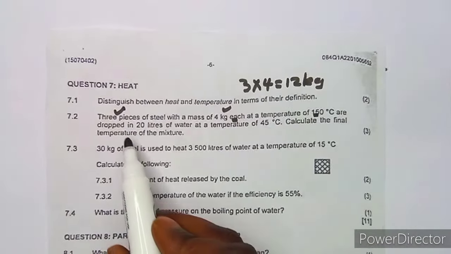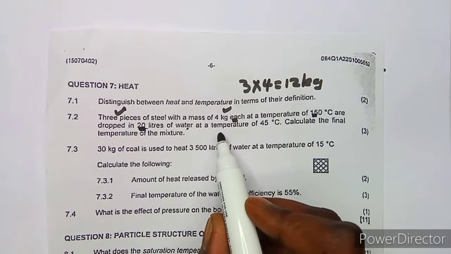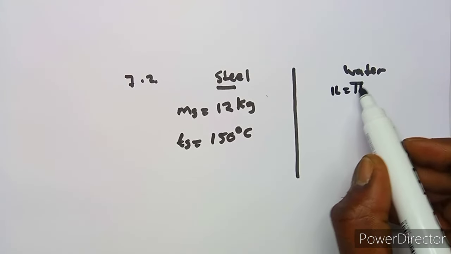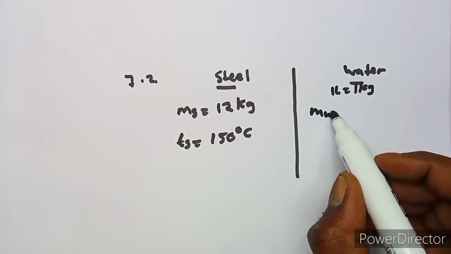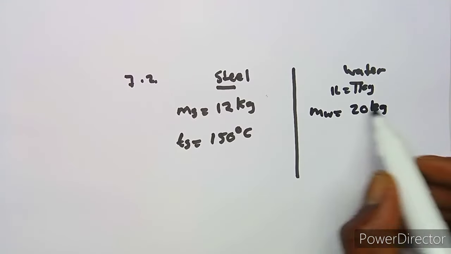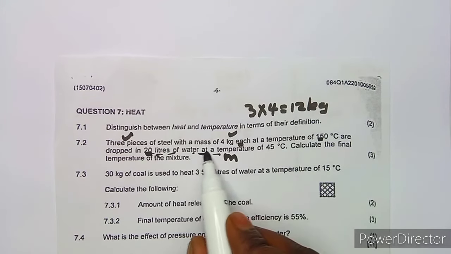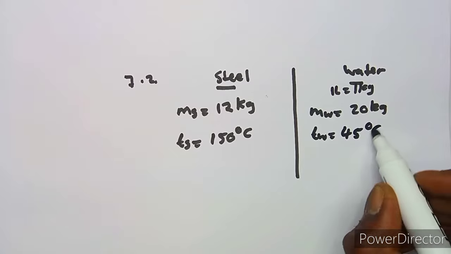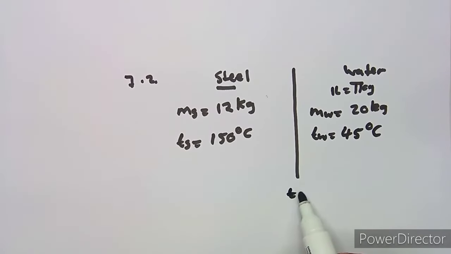Then these are now dropped into 20 liters of water. So what does this 20 liters give? It gives us the mass. Why? Because we know that in a liter we have 1 kg. So if they are 20 liters, it's 20 kgs. So this is the mass of water, which is 20 kgs, 1:1. At a temperature, this is the temperature of water, which is 45 degrees Celsius, and we are given to calculate the final temperature of the mixture working with these two.